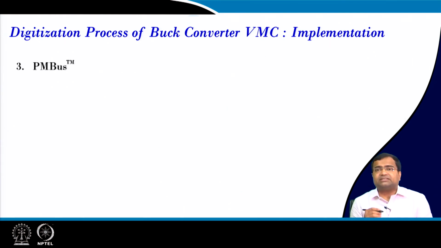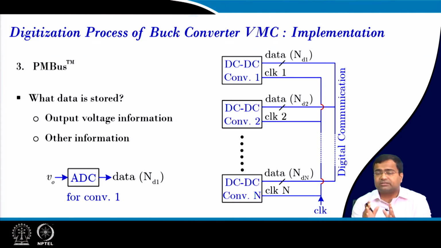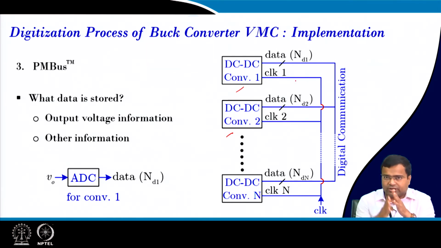Another level of digitization is the power management bus. What is this? Here multiple converters are connected, like an interconnected power supply network, where we have DC-DC converter 1, 2, up to n converters, and each converter is sharing data and clock. The clock is common, and this helps to synchronize the switching frequency and perform other kinds of operations. Suppose all these converters run at the same switching frequency, or depending upon the power stage design the switching frequency can be different. But there is scope for optimization.